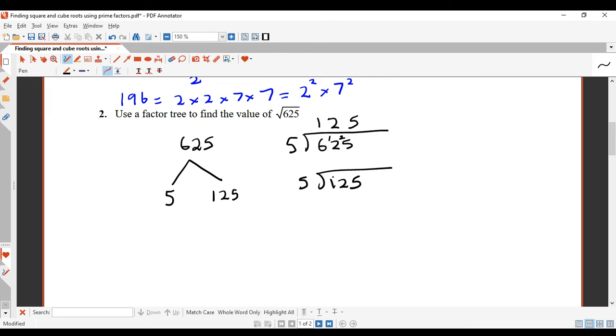So 5s into 1 goes 0 times. So we link up the 1 and the 2 to become 12. 5 into 12 goes twice with 2 remainder. And then 5 into 25 goes 5. So I can split this up into 5 and also 25.